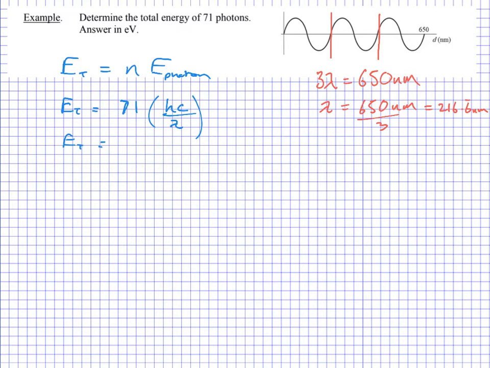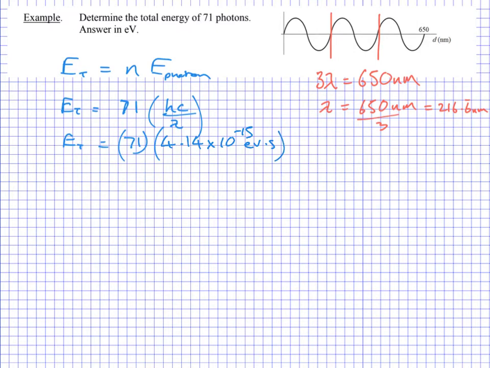And so we can just plug this in. We've got 71 multiplied by Planck's constant. Oh, actually, back it up. Planck's constant, remember we have two values for that. And since we're asked to find it in eV, there's a big clue there. I'm not going to use my 6.63 because that's joule seconds. I'm going to use 4.14 times 10 to the negative 15, because that's my eV seconds. That's my h in eV seconds.